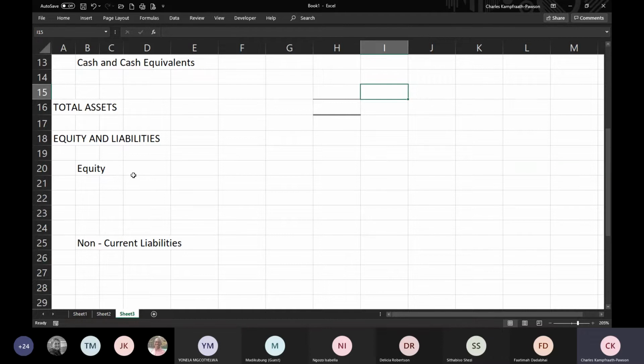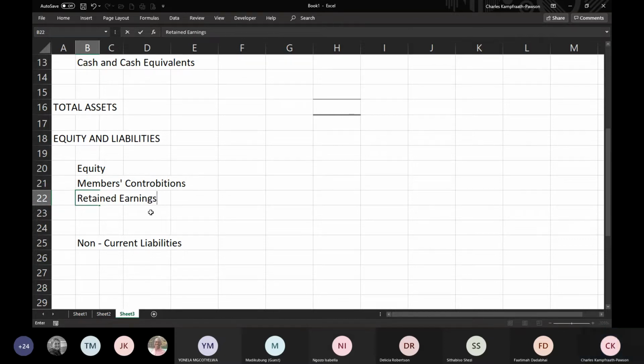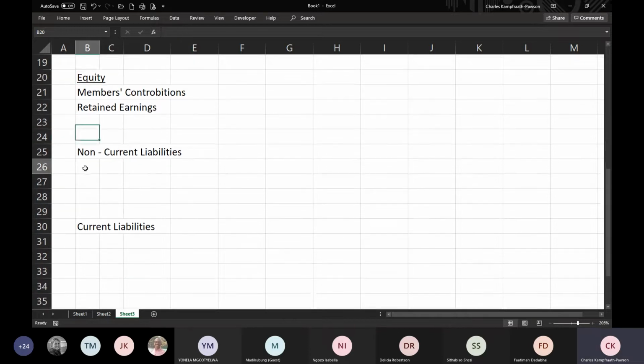We're dealing with a closed corporation, so the equity will mainly form part of two items. The first being members' contributions and retained earnings, because it's a legal entity. Other items that can be under equity are reserves, such as your asset replacement reserve.